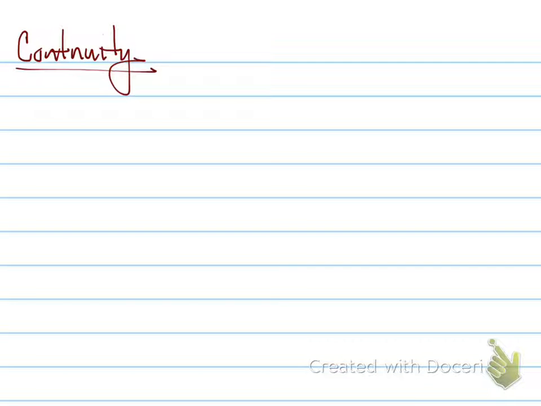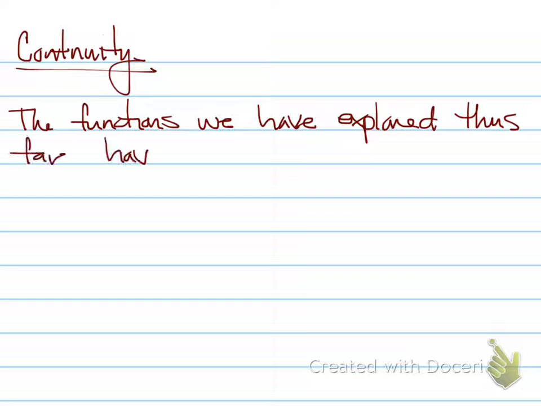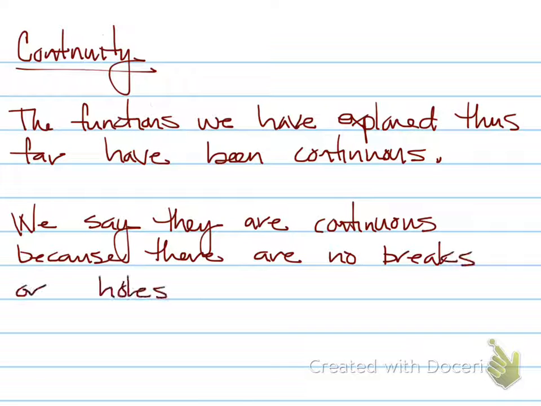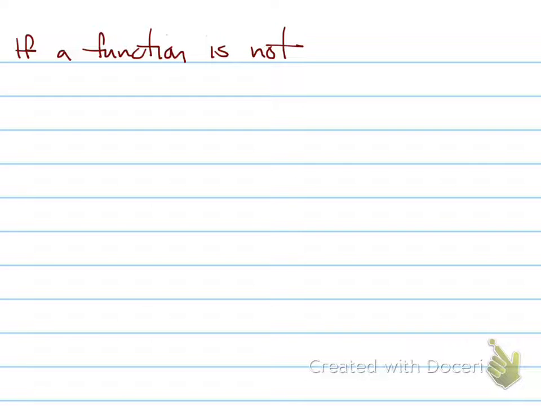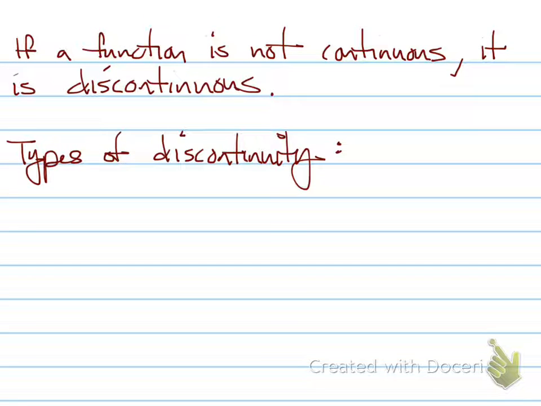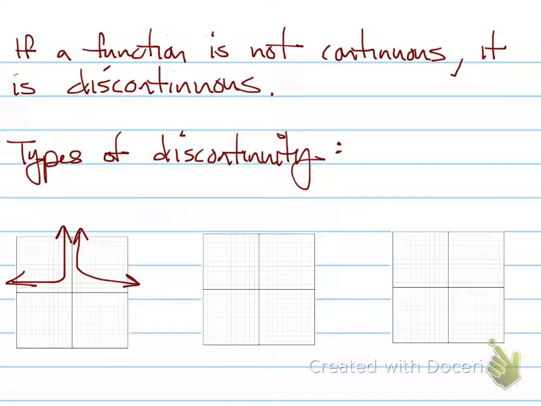Alright, in this lesson we're discussing continuity. The functions that we have explained thus far have been continuous functions. We say that they are continuous because there are no breaks or holes in the graphs. If a function is not continuous, it is discontinuous. And there are three basic types of discontinuity.